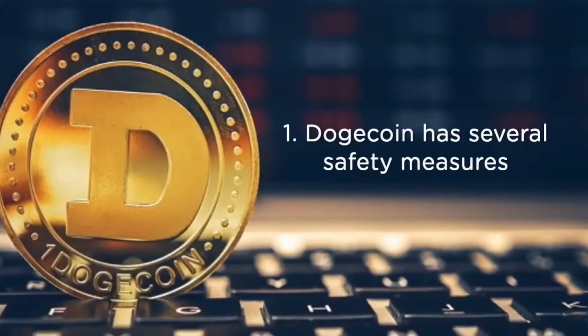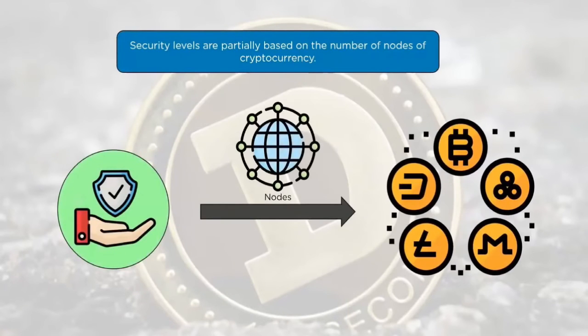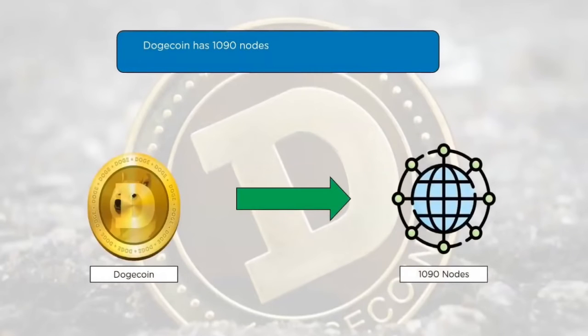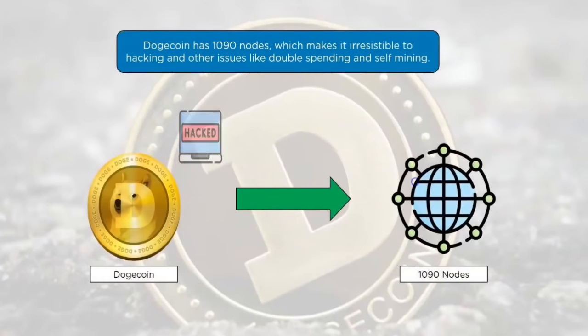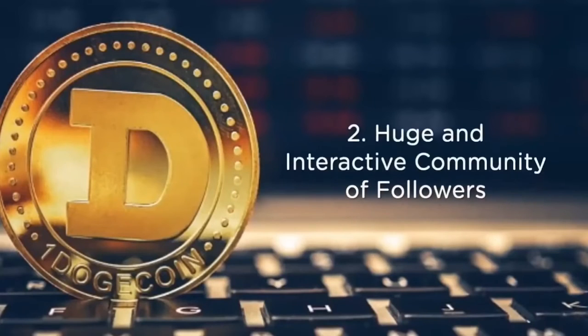Number 1. Dogecoin has several safety levels. Security levels are partially based on the number of nodes of a cryptocurrency. Dogecoin has 1090 nodes, which makes it resistant to hacking. Plus, sometimes the traffic increases in the Dogecoin network, making its security more vulnerable.